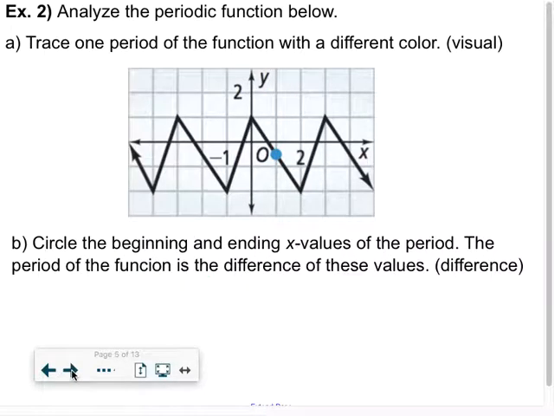All right, example 2. It says trace one period of the function with a different color. So let's say we start at x is 0. Again, I love starting at x is 0 because it's very easy to figure out the period length. So go ahead of me, and I want you to try from x is 0, use your pen or pencil, trace it till you think it would start repeating.